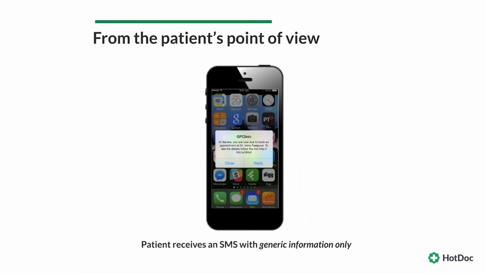So with Smart Recalls, the system will detect that the patient is due for a recall. The clinic sets a lot of parameters, so you can customize the message that goes out, and also when the message goes out. The first thing is that the patient will receive an SMS that has fairly generic information that says, hi, whatever the name of the patient is, you're due to book an appointment, click on this link. And that link is a secure, unique link for that one patient, for that one recall.